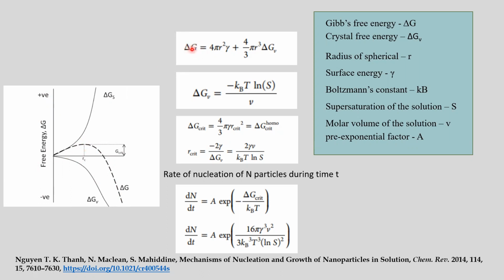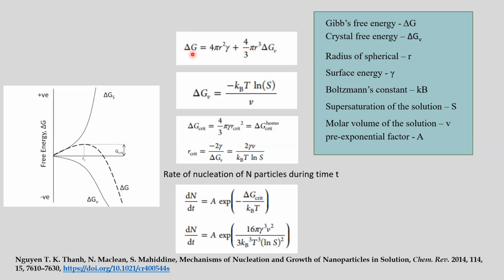Delta G depends upon 4 pi r square. Let r be the radius of the sphere, our spherical nucleus. Then area 4 pi r square, multiplied by gamma, gives the total surface energy. Total surface energy plus the total crystal free energy is the Gibbs free energy.